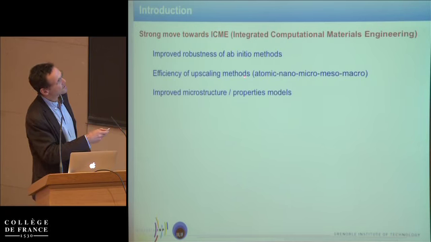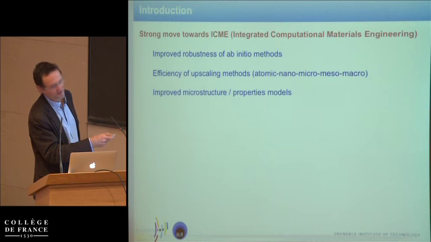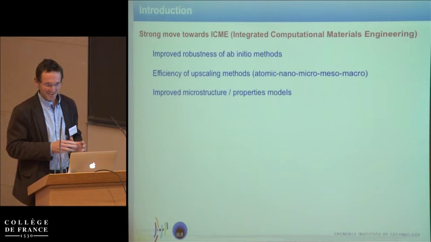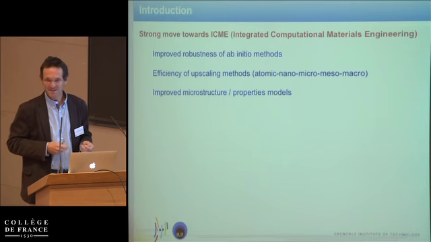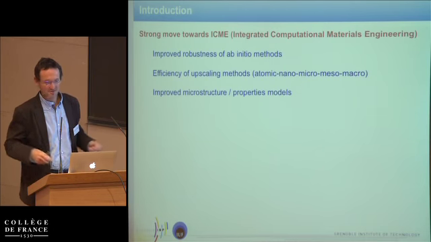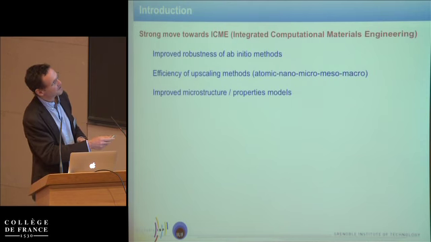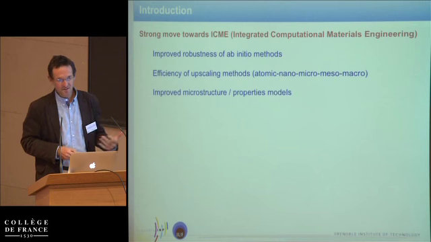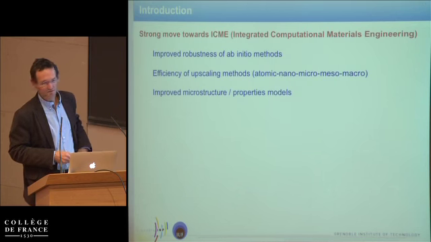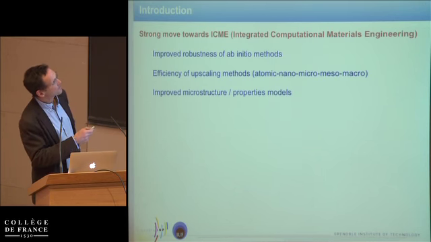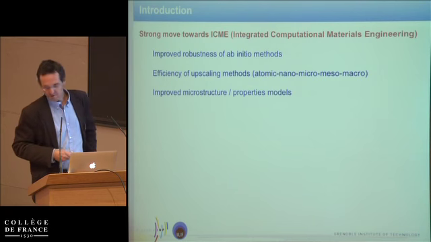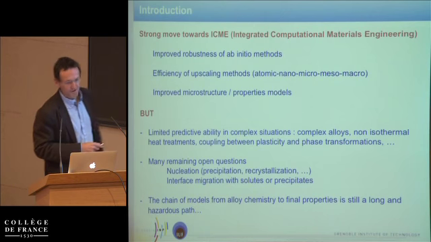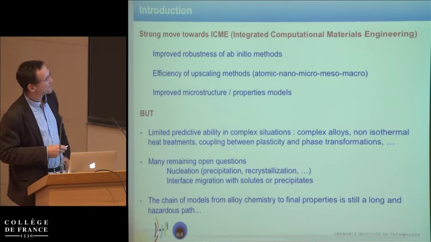From ab initio, you need to go upscale, up to the macro scale. We've seen in the two previous talks that nature likes to subdivide architecture at different scales. So if you want to go from the atomic to the macro scale, you have a lot to do. It's true that upscaling methods are making lots of progress. And you also need good models for microstructure-property relationships. But this is not the whole story.